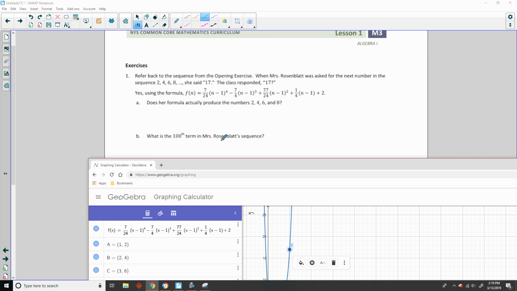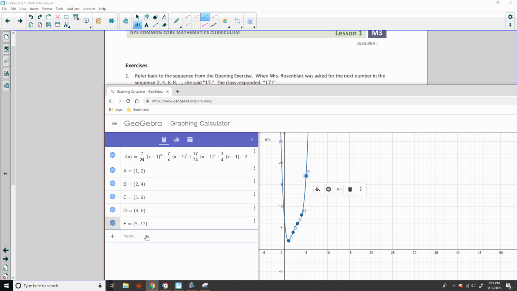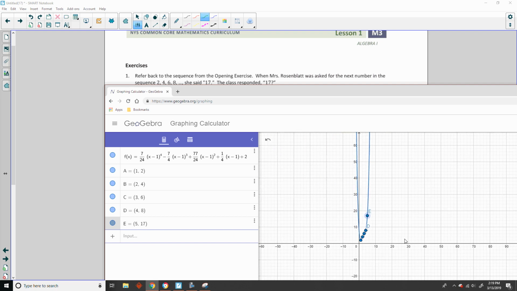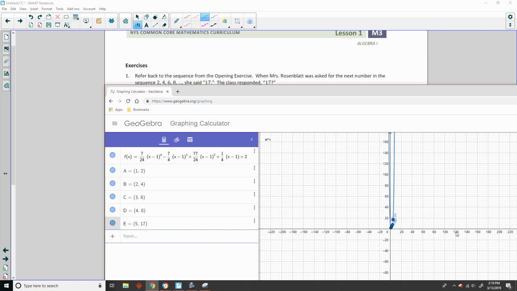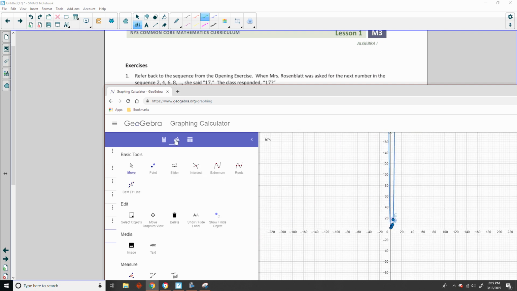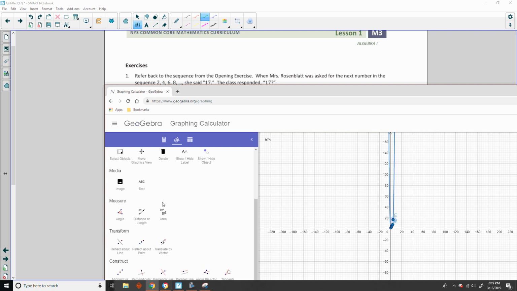Then it says, what is the 100th term in Mrs. Rosenblatt's sequence? So I'm just going to do it here, the 100th term. I would have to go all the way out to 100, which is right here. So I'm going to draw a vertical line at 100.